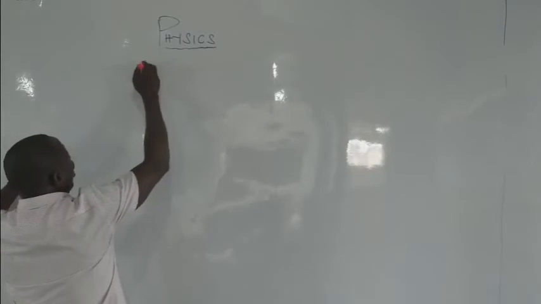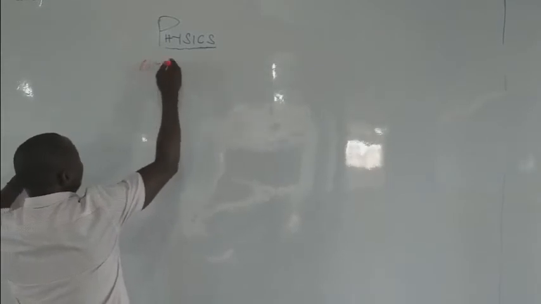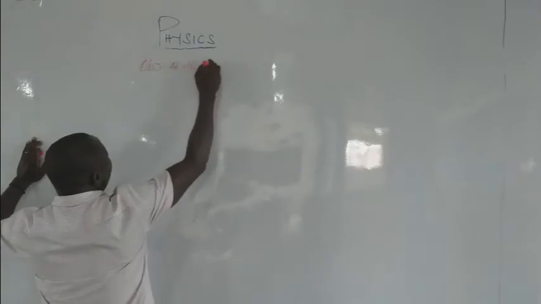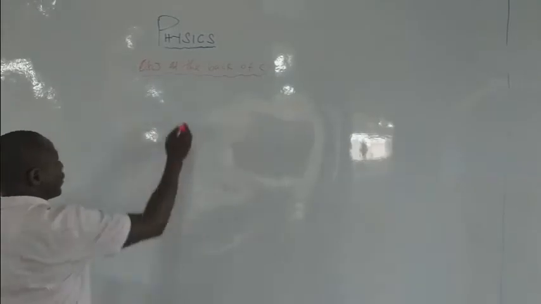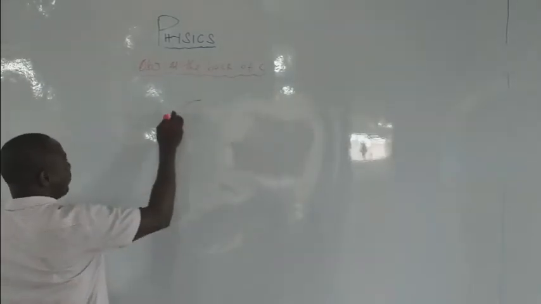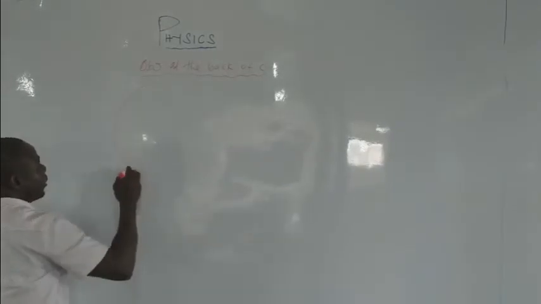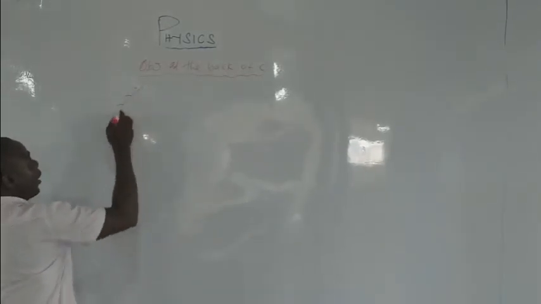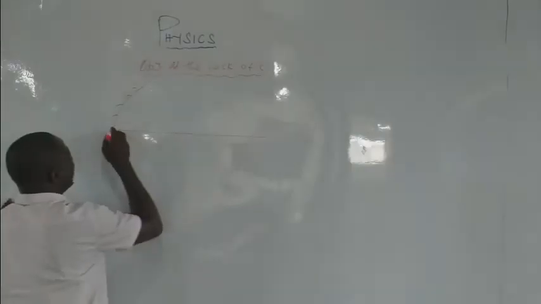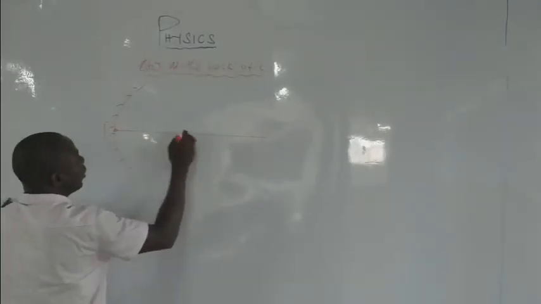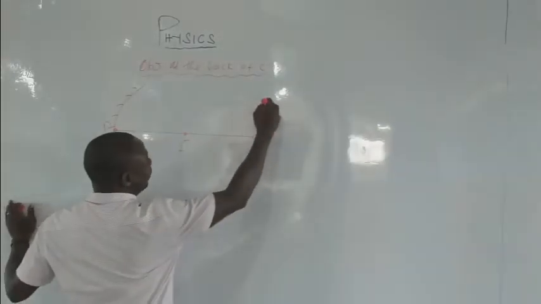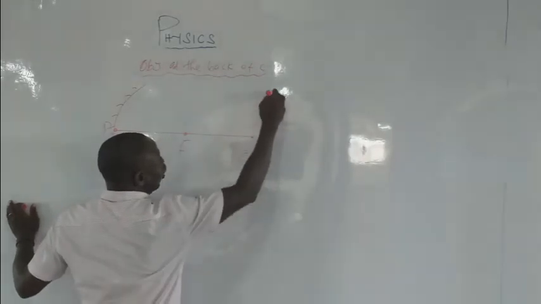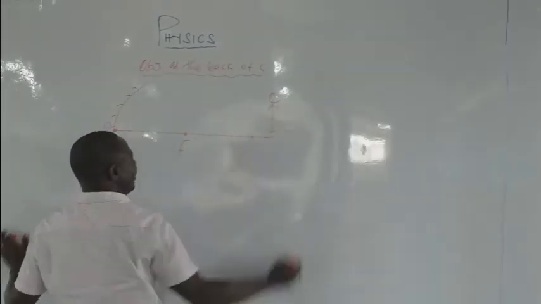Now let's go to the ray diagrams properly. The first one is objects beyond C. So we want to draw the diagram. As we have it, our principal axis, the pole, principal focus, center of curvature. Now this is the object at the back of C, standing here.